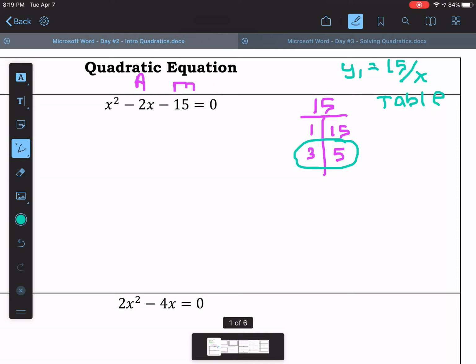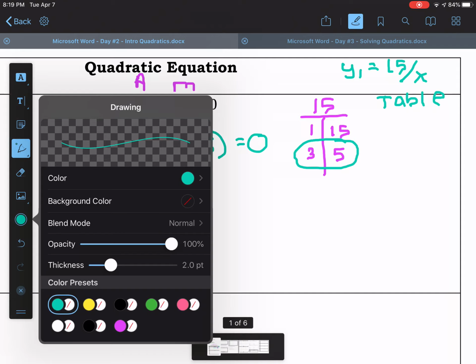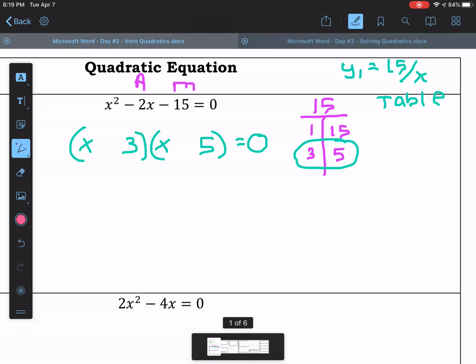So let me just go back over here. So you're going to start off with your double bubble. And we've got x and 3 and 5. And now this is the tricky part, is figuring out what our signs are going to be. So you have 4 possibilities of signs. You could have plus 3, plus 5, plus 3, minus 5, minus 3, plus 5, minus 3, minus 5.